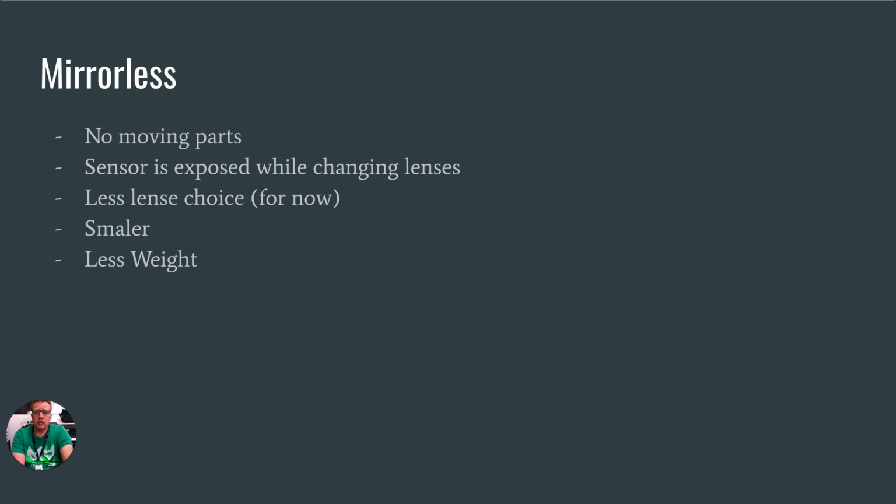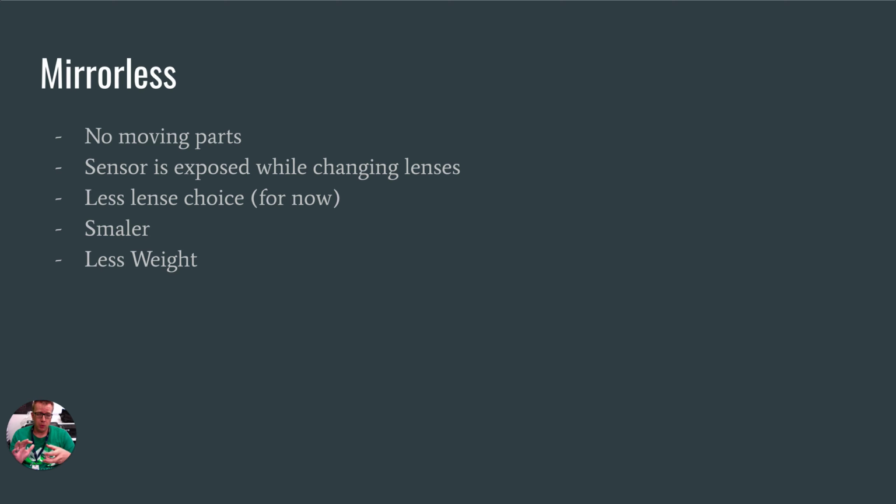Mirrorless cameras, they're a little bit smaller. They're close to the same size as digital SLRs, but they're a little less weight, because they can be a little bit more compact without all of those moving parts. So they have no moving parts, which can be a benefit because there's nothing to get jammed or to break or any of those kinds of things. However, the sensor is exposed while changing your lens.